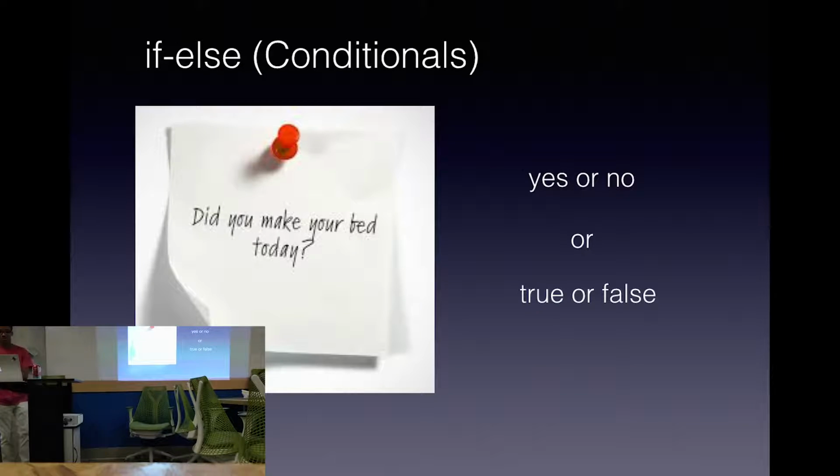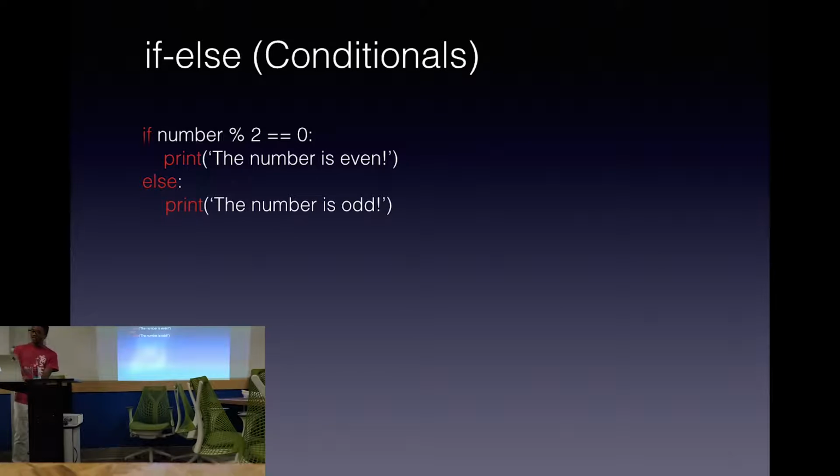If else, or conditionals. It's like a yes or no question, or in computer science terms, true or false. So did you make your bed today? A conditional is the basic if statement, which is what you want to actually know the answer to. So is number modulus 2 equal to 0? Then print the number is even. Else, print the number is odd. So it's just this true or false statement. If you were to pass in the number 3, it would say the number is odd, else the program would say the number is even.